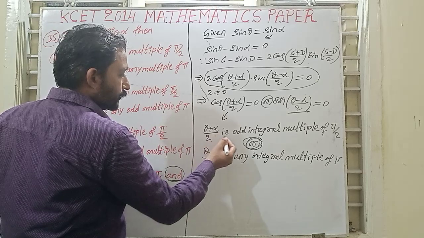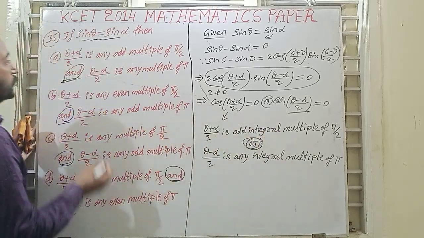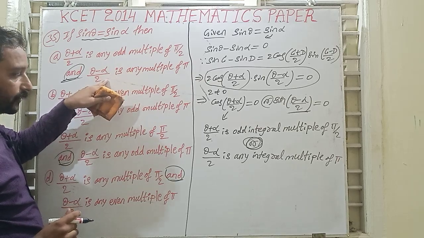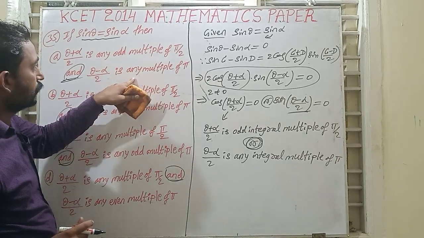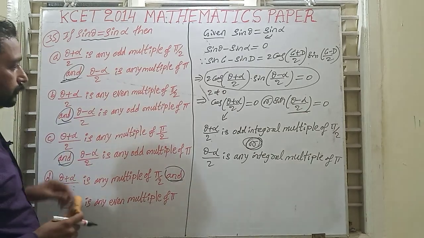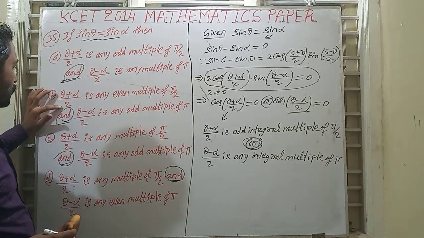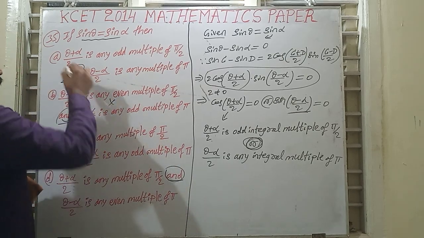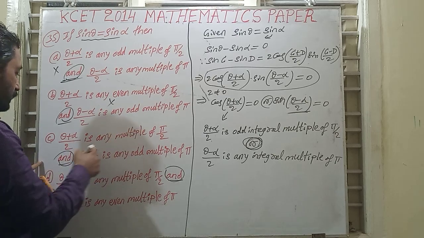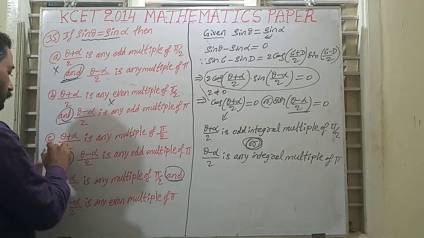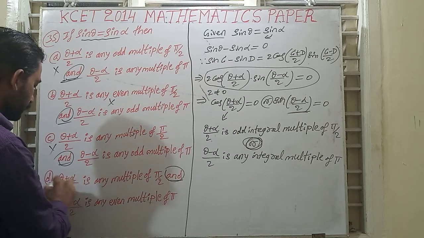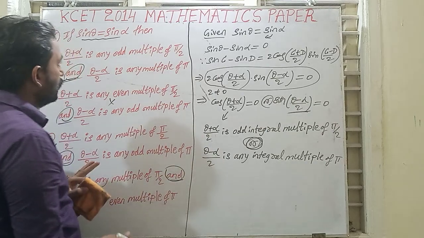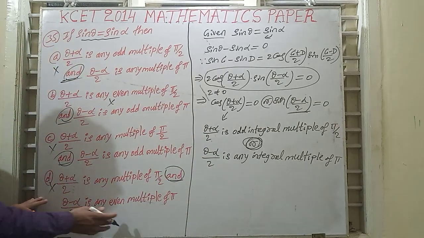Theta plus alpha by 2 is odd integral multiples of pi by 2. So any odd multiples of pi by 2, okay. So is theta minus alpha by 2 any multiples of pi? So in this case theta plus alpha by 2 is any even multiples of pi by 2. Wrong. This is also wrong. So any multiples of pi by 2, no, wrong. So any multiples of pi by 2, it is also wrong. Okay. So any option match with this answer? So wrong options, grace marks award agide. So take down.